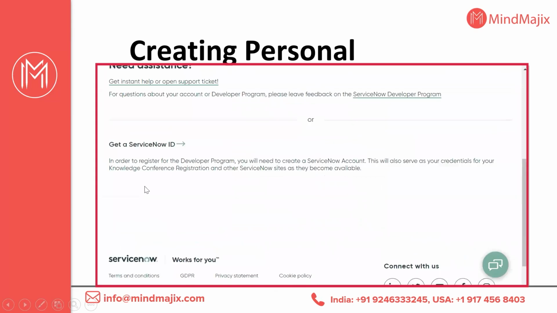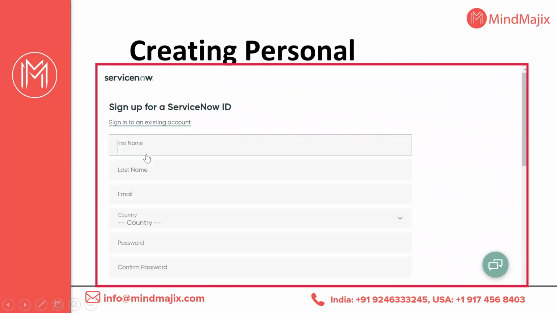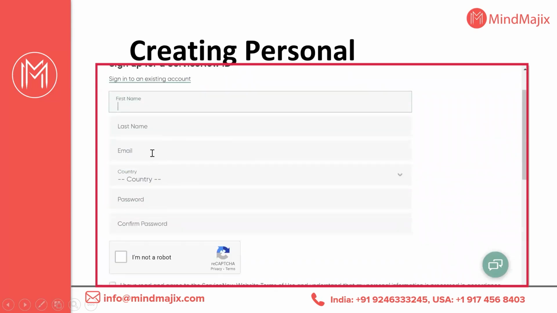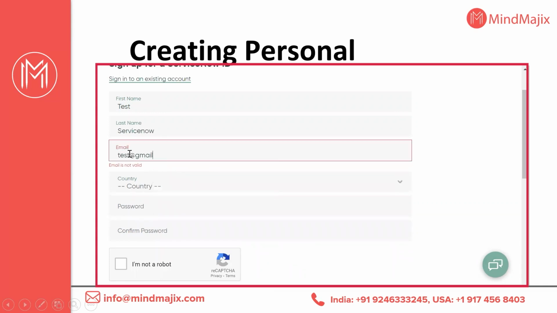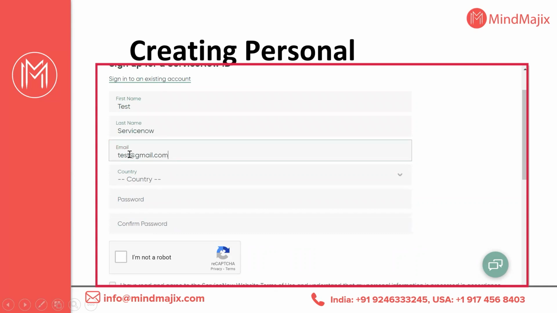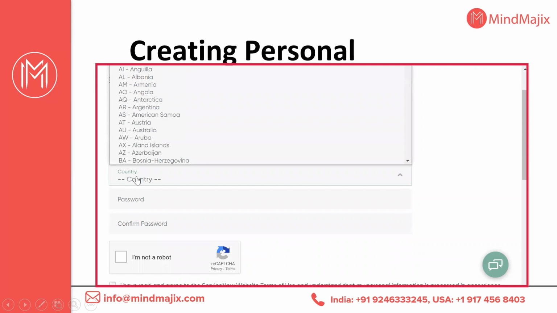If you click on get a ServiceNow ID, you have to give your first name. It could be test. I'm giving just test. Okay. ServiceNow. And then give a valid email ID. It could be your Gmail ID. Okay, test@gmail ID. And then your country, give a password, any password you want to give, you can give.